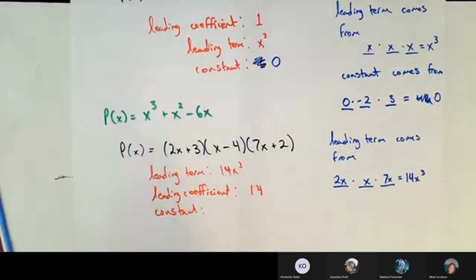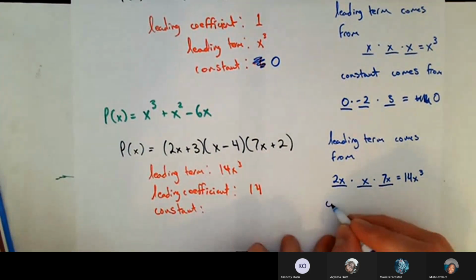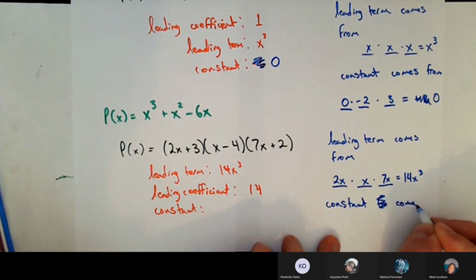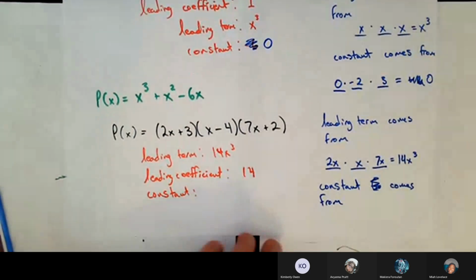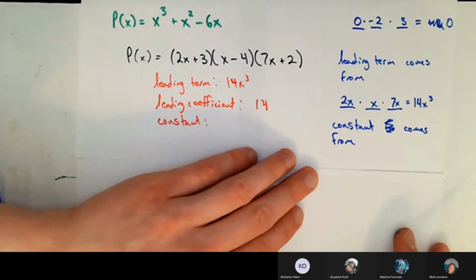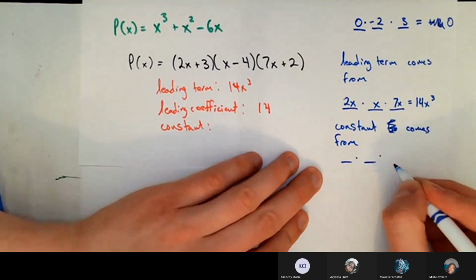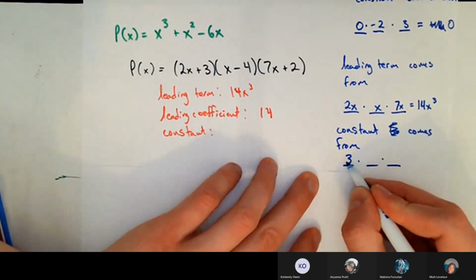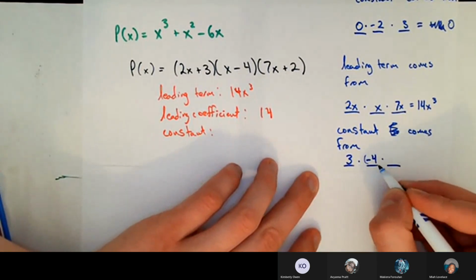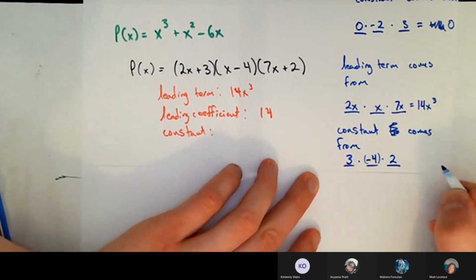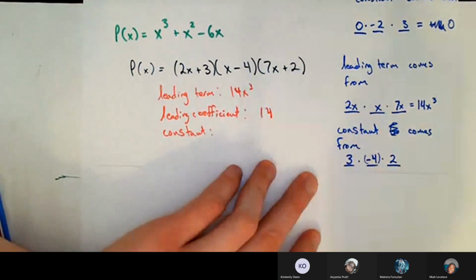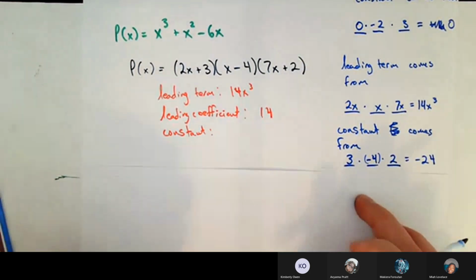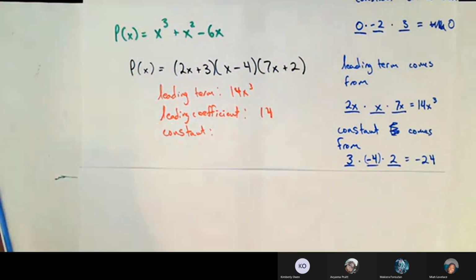My constant would be coming from the product of the three numbers attached to the x's by addition or subtraction inside of each factor. So I'm seeing a +3, a -4, maybe I should wrap it in parentheses, and then a +2. So +3, a -4, and a +2. And that's going to end up being -24. Yes, -24. So my constant is -24.